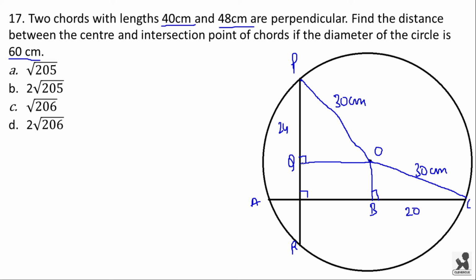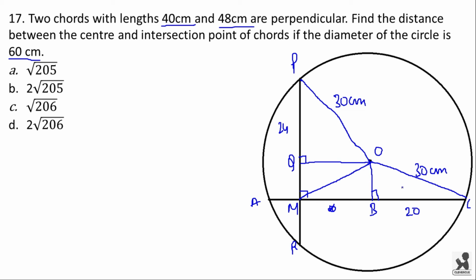Now if you find the length of OQ and OP, we can easily find the length from this intersection point to the center of the circle. Let this point be M. Now we have to find the length of OM. Here OQ is equal to MB. So if you find the length of OQ, you can substitute the value over here, and by applying Pythagoras theorem you can find the length of OM.